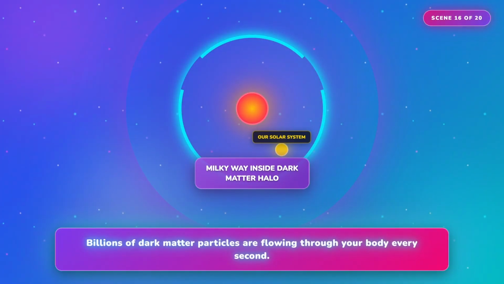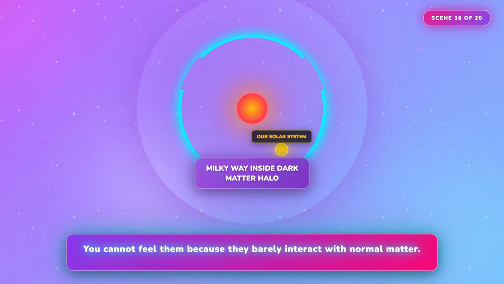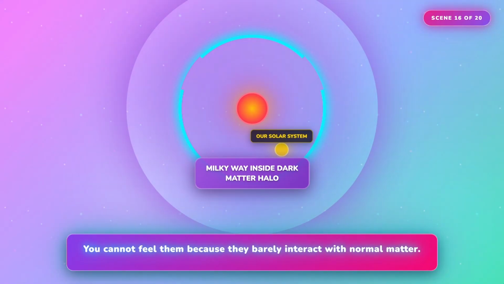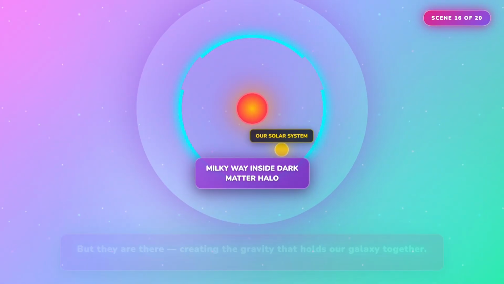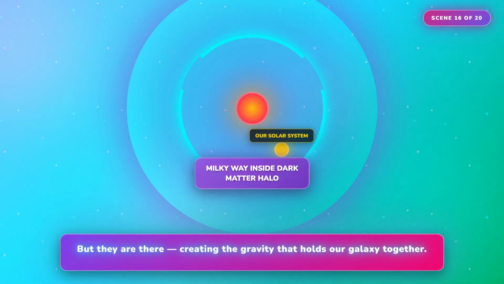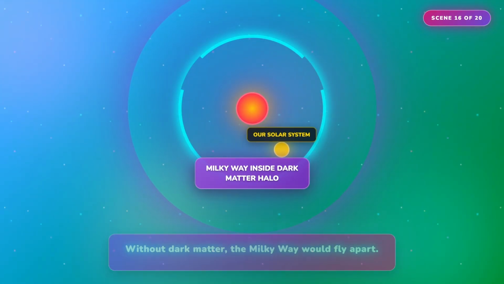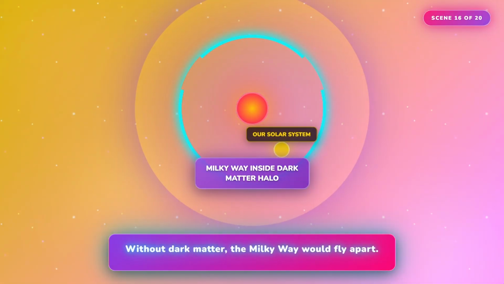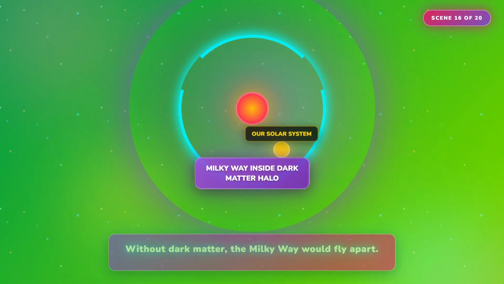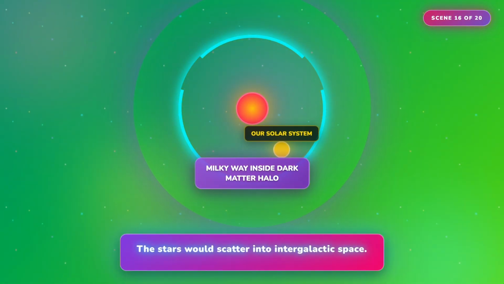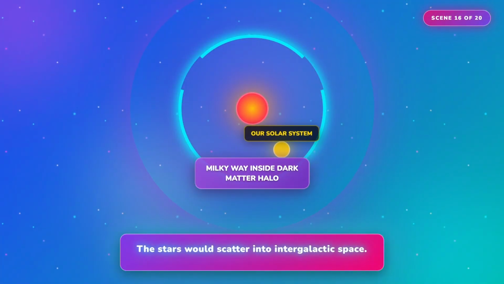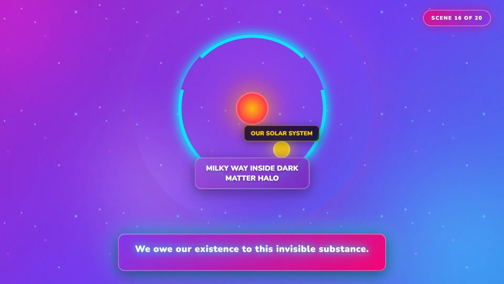Billions of dark matter particles are flowing through your body every second. You cannot feel them because they barely interact with normal matter. But they are there, creating the gravity that holds our galaxy together. Without dark matter, the Milky Way would fly apart. The stars would scatter into intergalactic space. We owe our existence to this invisible substance.